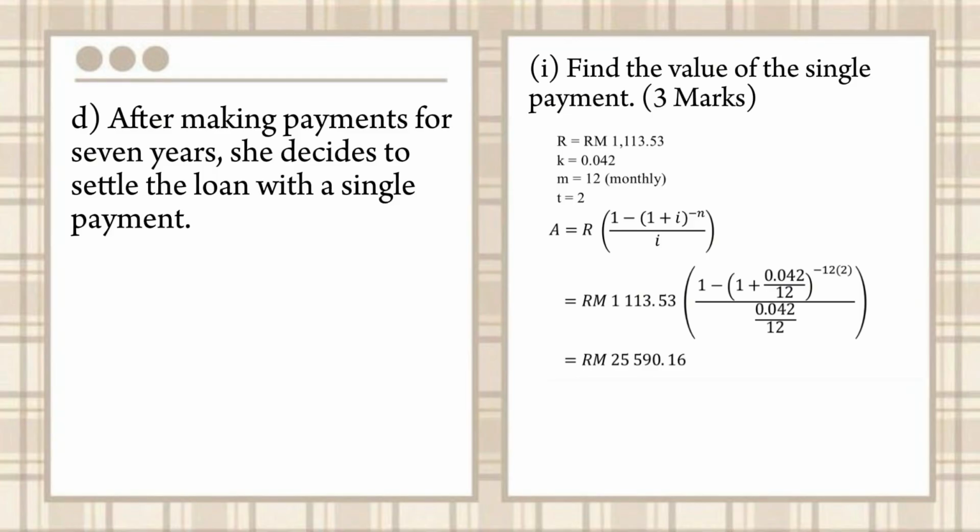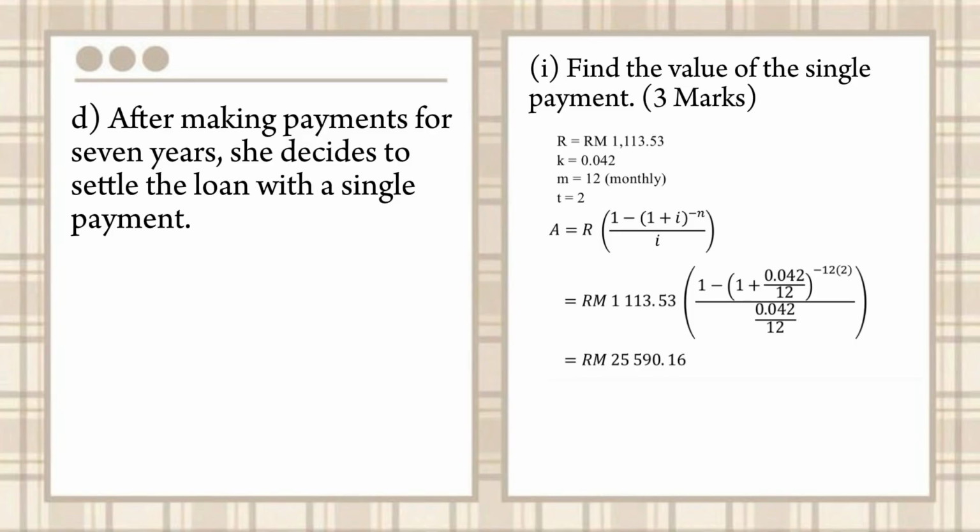So now we proceed with question D. After making payments for 7 years, she decided to settle the loan with a single payment. For the first question, find the value of the single payment. The information we get here is R equal to 1,113 ringgit and 53 cents, K is equal 0.042, M is compounded monthly, which is 12, T is 9 minus 7, so we have 2 years.